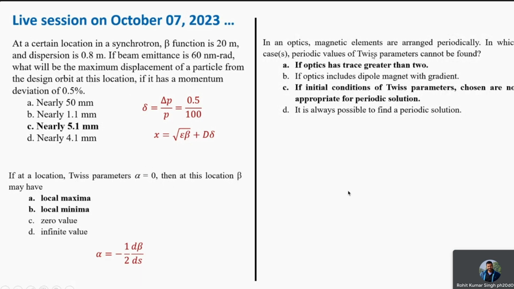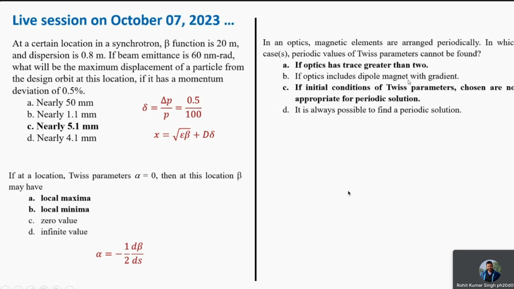Now in an optics, magnetic elements are arranged periodically, in which case periodic values of twiss parameters cannot be found if the trace of the optics is greater than 2. If the optics has trace greater than 2, it means no bounded solution. You will get a hyperbolic solution, and a hyperbolic solution is not a periodic solution. So for getting bounded motion, you have to have trace less than 2. So option A is correct.